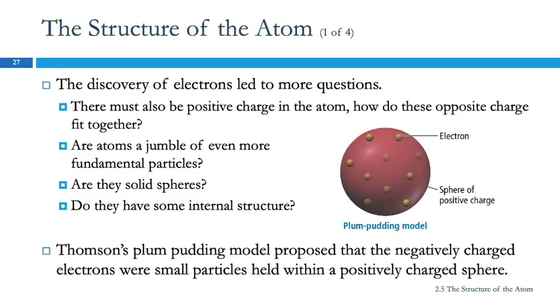So discovering the electron led to a whole bunch of more questions. There must be some positive charge then, because atoms are neutral. They're not positive or negative. So if there are these negative charges in there, there's got to be positive charges.